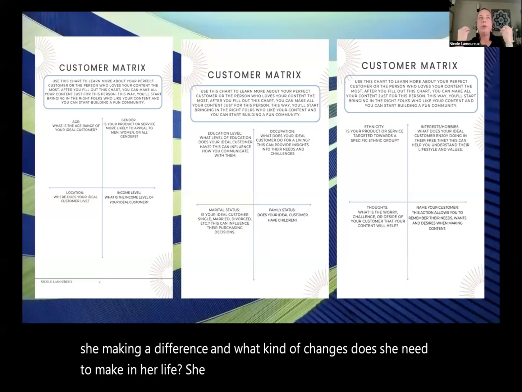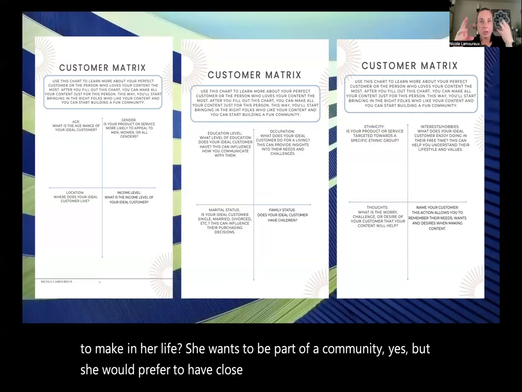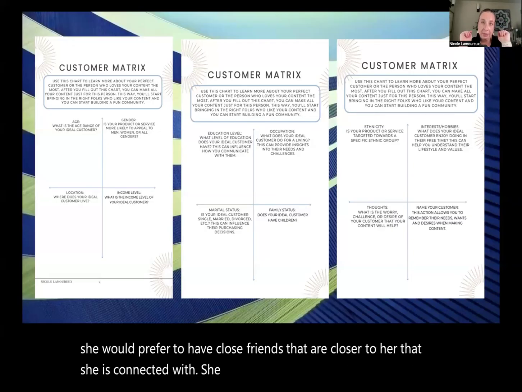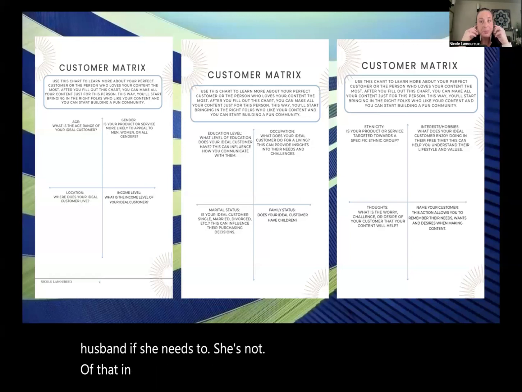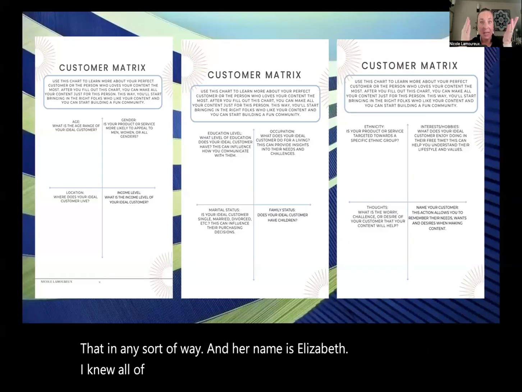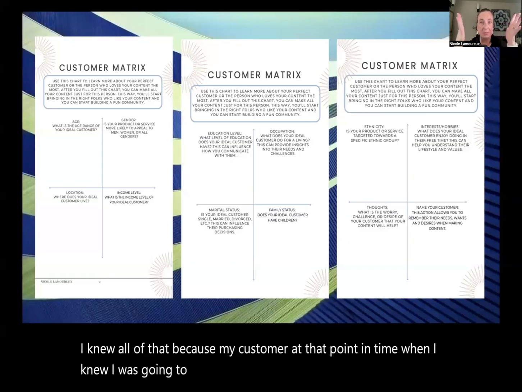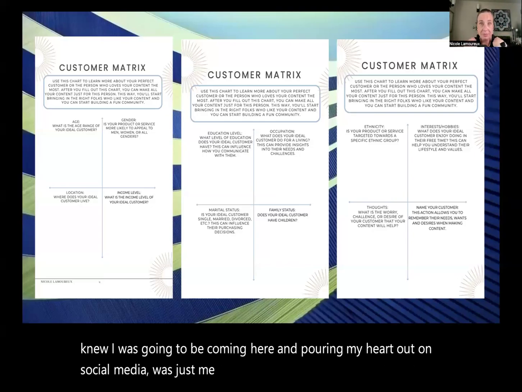She wants to be part of a community, yes, but she would prefer to have close friends that are closer to her, that she is connected with. She will watch 90 Day Fiance with her husband if she needs to. She's not above that in any sort of way. And her name is Elizabeth. I knew all of that because my customer at that point in time, when I knew I was going to be coming here and pouring my heart out on social media, was just me at 45.